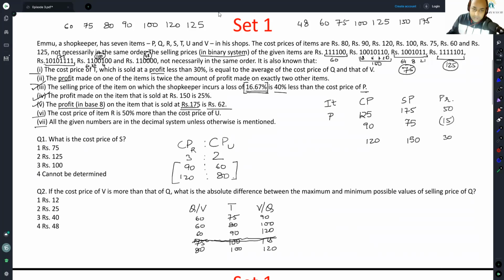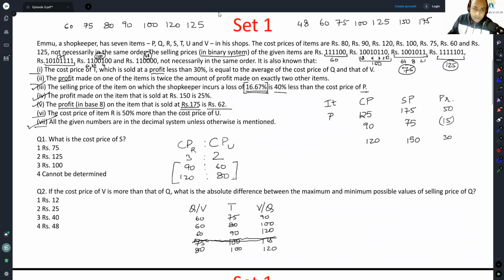We've completely interpreted. We've taken out all the information that we potentially could have. Clues 1, 2, 6, and 7 we have completely interpreted. So 1, 2, 6, this is where the solving of this clue has to be. The cost price of T, which is sold at a profit of less than 30%, is equal to the average of the cost price of Q and V. Can't do anything about it right now because I don't know a lot of information.